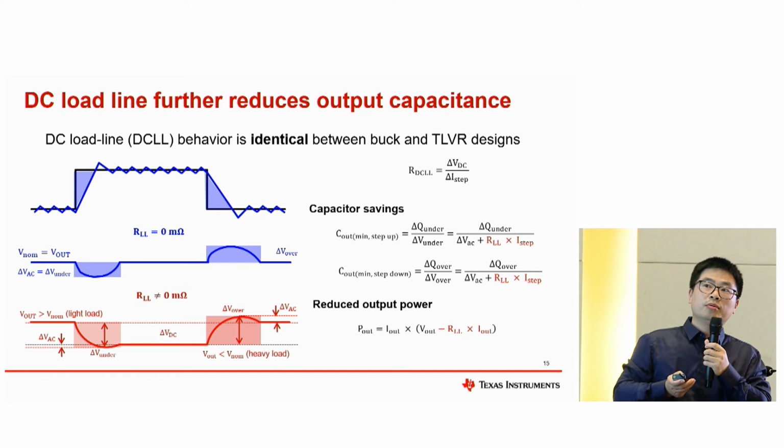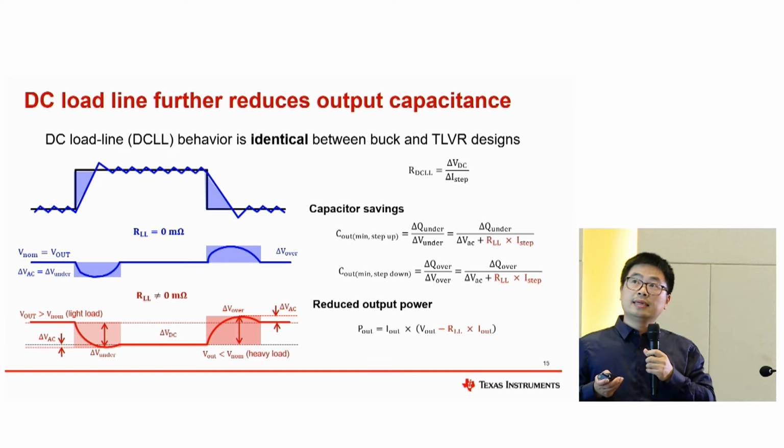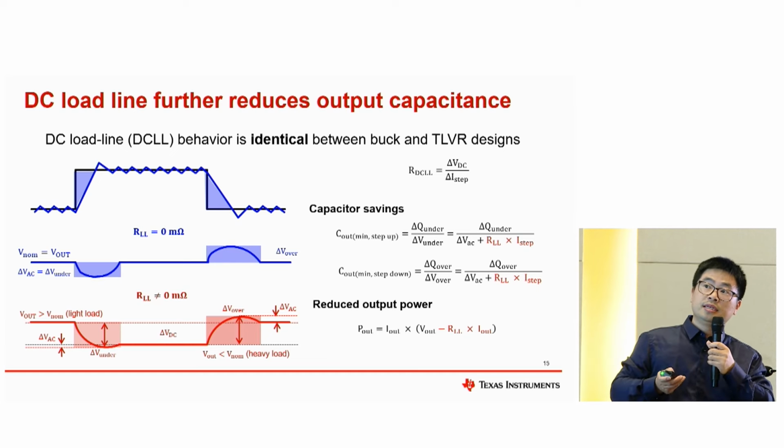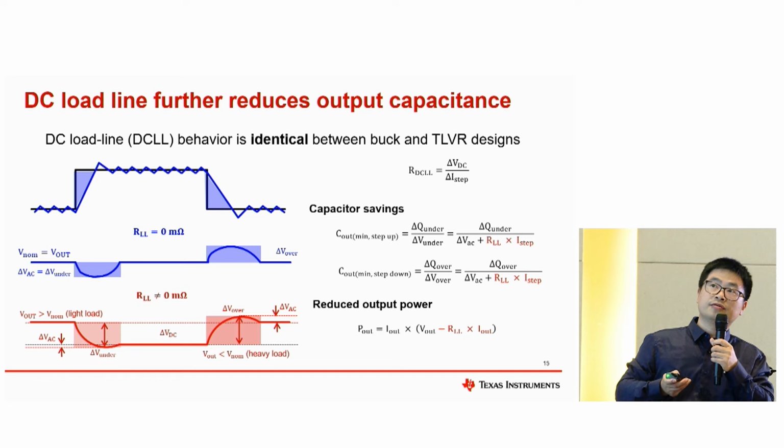So normally we just put the output voltage in the middle of the minimum and maximum output voltage. So half of the window for the overshoot and half of the window for the undershoot. That means the impedance, or the resistance, of the DC load line is about 0. But if the resistor of the DC load line is not 0, what will happen then?